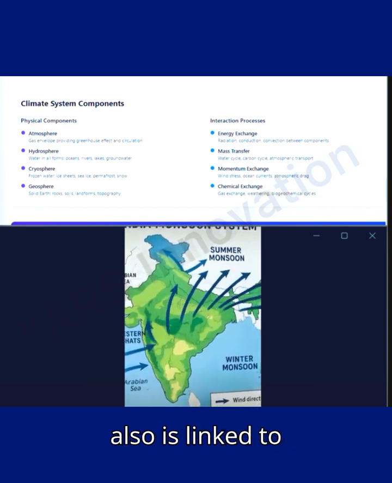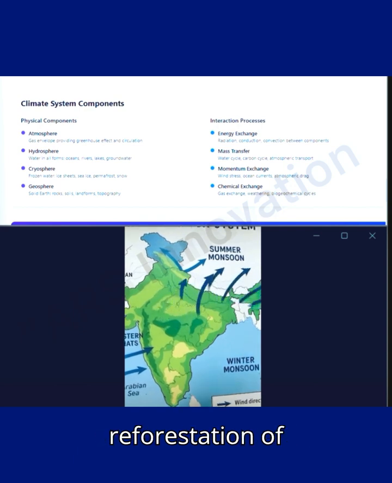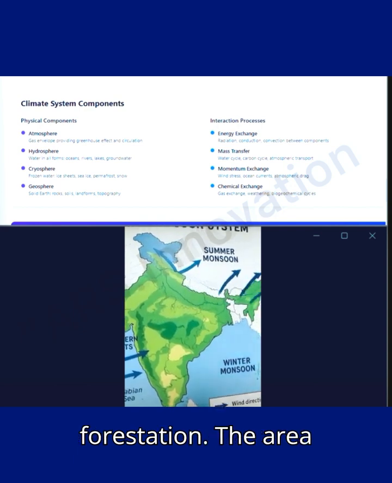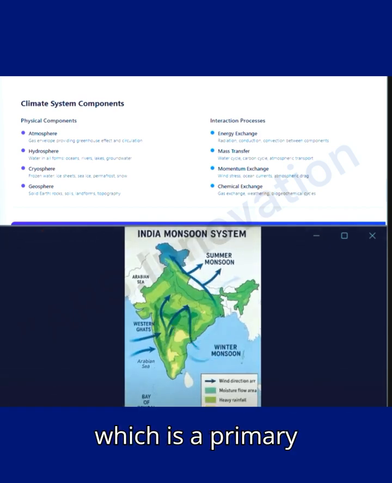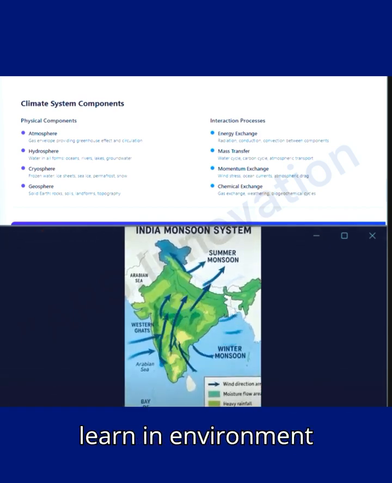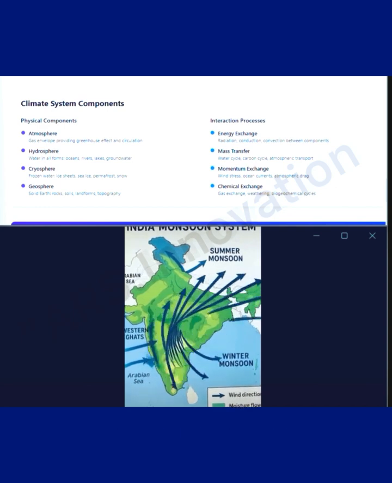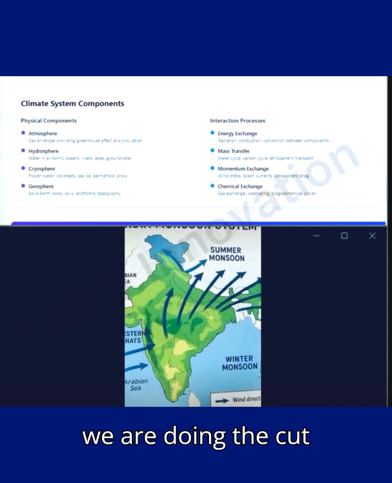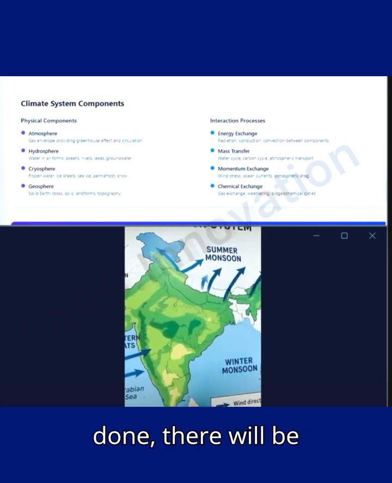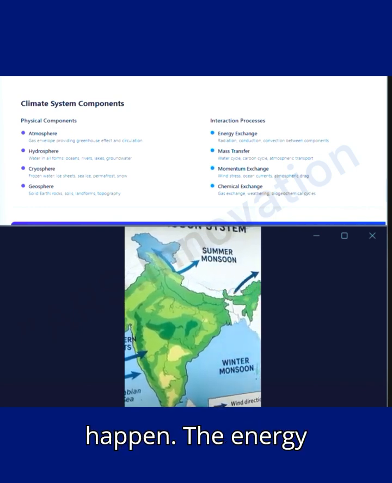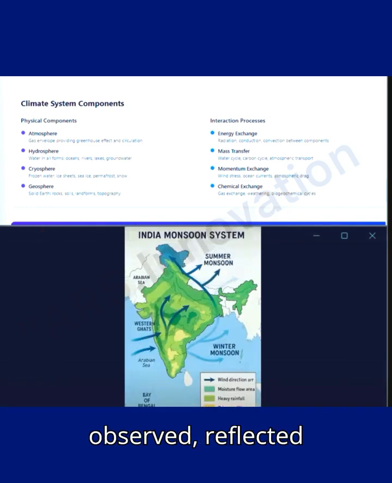Human activities are also one of the forms of biosphere. Example, deforestation. These also influence climate. What is deforestation, afforestation, and reforestation? Afforestation: an area which was plain and there grows a tree, which is a primary succession. You will learn this in environment. Deforestation, we are cutting down the trees. Reforestation, we are replanting the cut down trees. That is where the deforestation was done, there reforestation will happen.